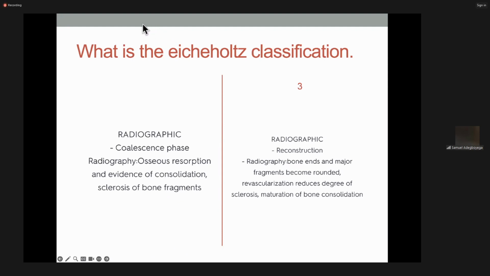Let me see. Where's my other friend? Olivia. She's always here though. Hi, Olivia. So what about this one? Coalescent phase. Osseous resorption. What stage is that? Stage 2 Eichenholz. That's right. Beautiful. Excellent.